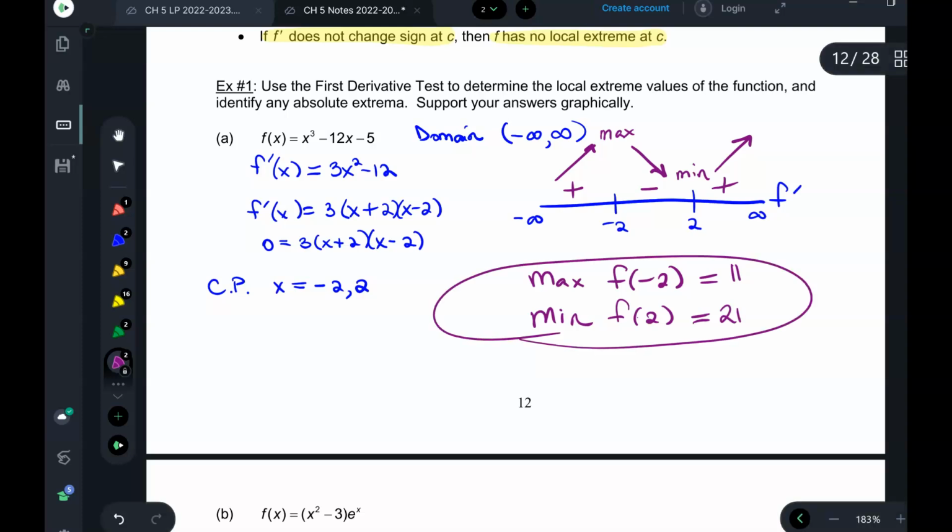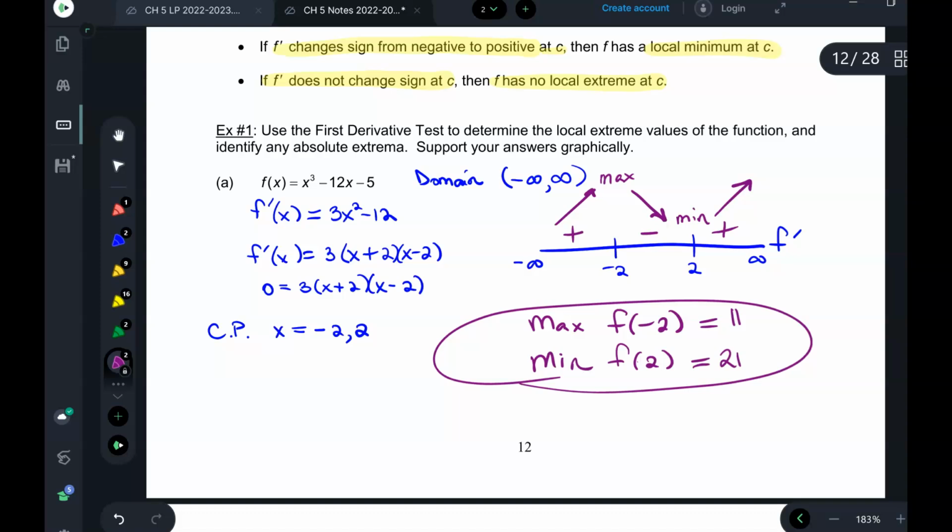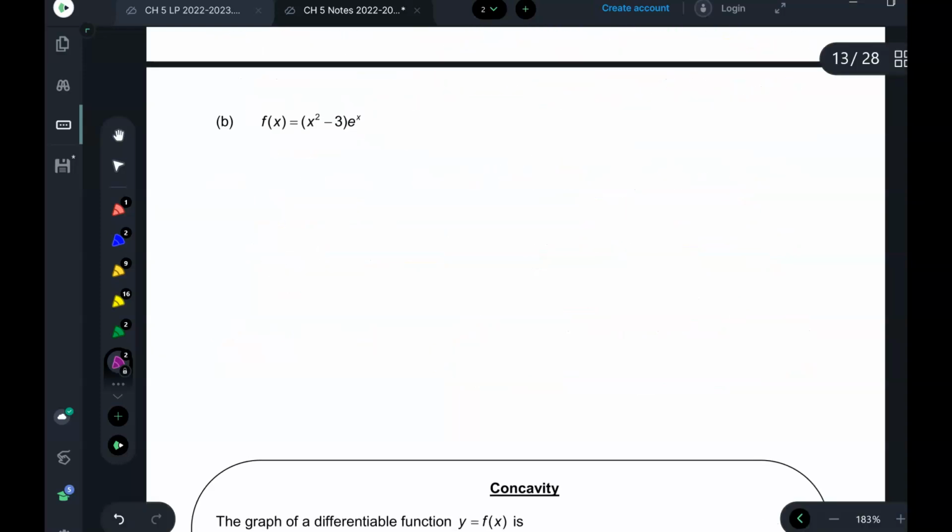Good? Don't worry about supporting your answers graphically for now. Just know you can graph this on your calculator. Are we able to see where the max and min are on our calculator? Of course. Okay, got another one.